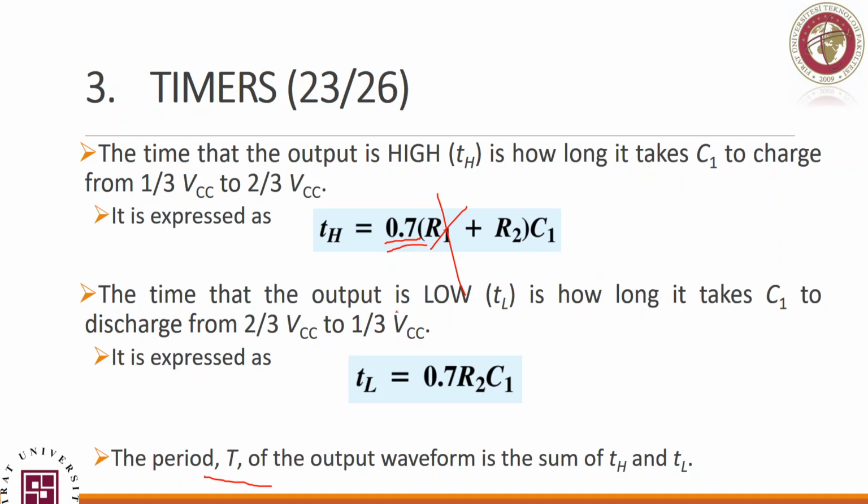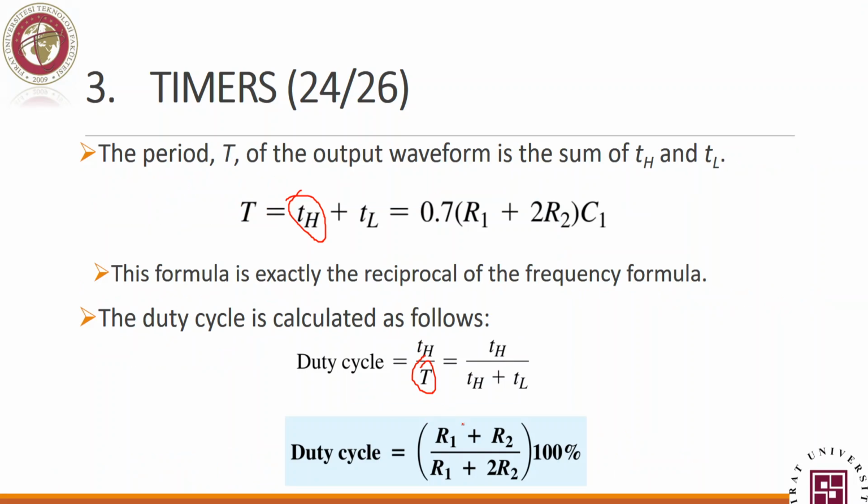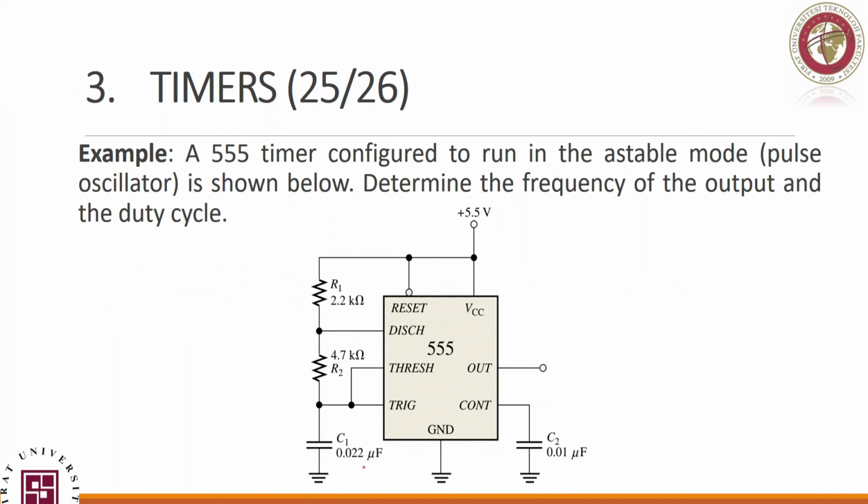Now remember that the time high is this, 0.7 (R1 + R2) C1. Now this is the time low. You can rearrange this in this form, (R1 + R2) over (R1 + 2R2) times 100, as a percent. We may ask a question from this. This is just a direct application.